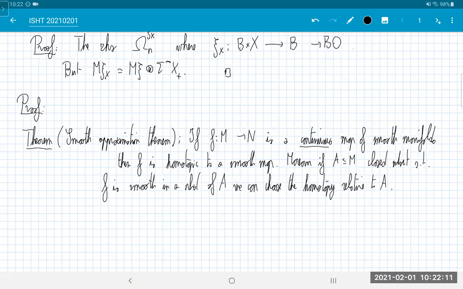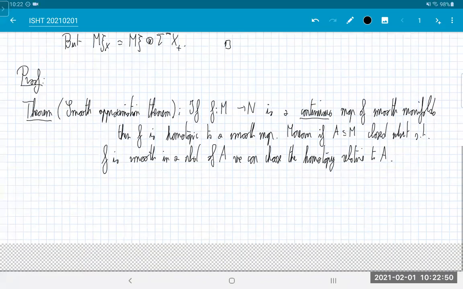This is a basic theorem. Essentially, the proof is you embed N into R to the n for some n. You convolve it with some very small bump function, so that f after the convolution is smooth, but the image lives in some tubular neighborhood, and then you project it using the projection of a tubular neighborhood. Okay, this was a very small sketch. Questions about this theorem?